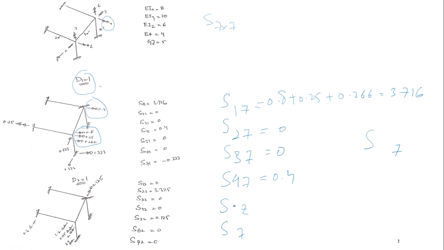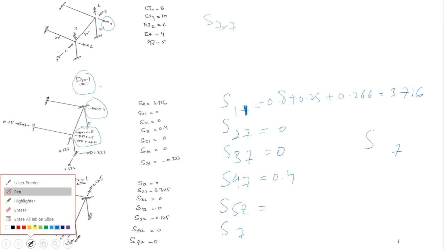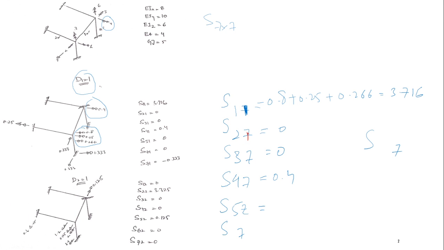S57. Actually I have done one thing wrong. I have applied d1 equal to 1, so these should all be 1. This is my mistake, so you should clear it. This is 1, this is 1, because I have applied d1 equal to 1, so all should be 1 here. The second number would always be 1, because I have applied d1 equal to 1.